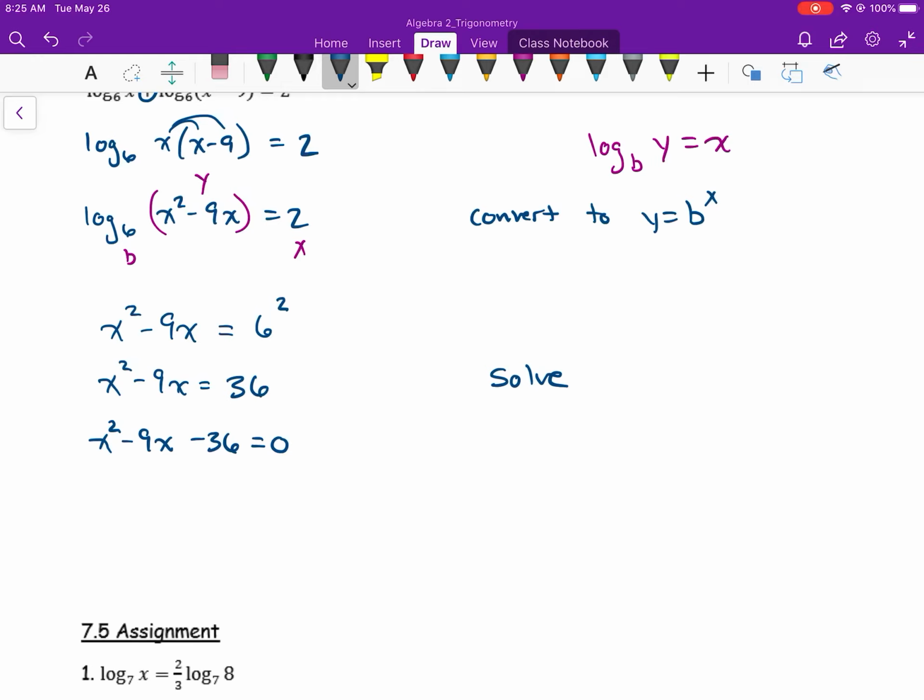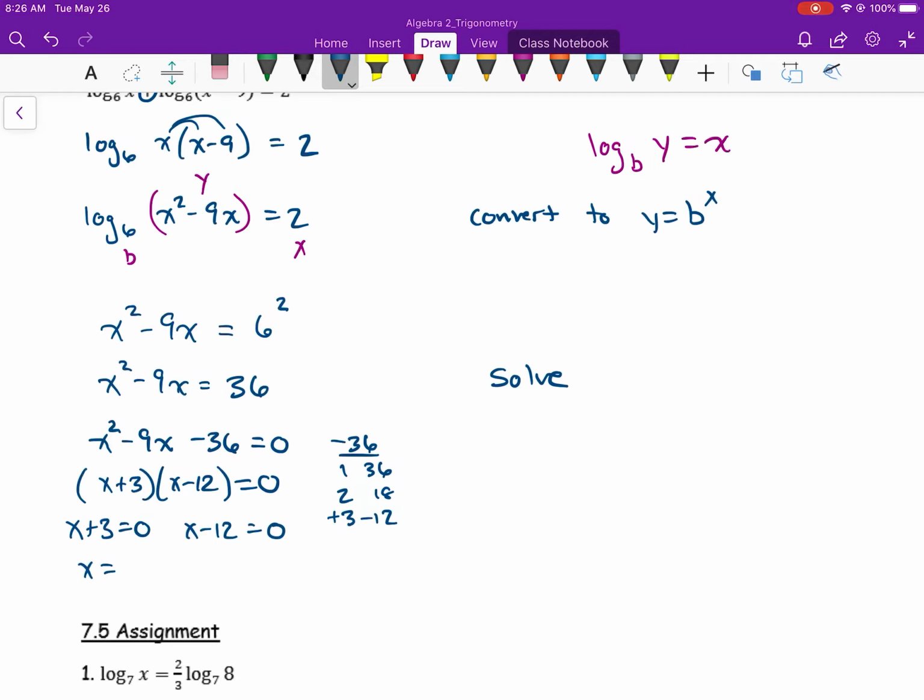So we'll do some factoring. Factors of 36. 2 and 18. 3 and 12. Oh, there it is. So negative 12 and positive 3. Alright. Break it up. So x equals negative 3 and x equals 12.